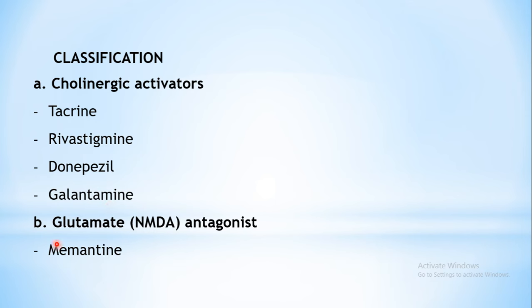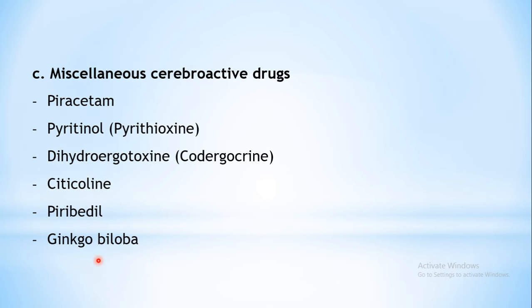Then the next class under this chapter is glutamate or NMDA receptor antagonist. Glutamate is an excitatory transmitter. So the receptors through which this glutamate produces its action can be antagonized. That's how it shows the improvement. The example is memantine, only one example.